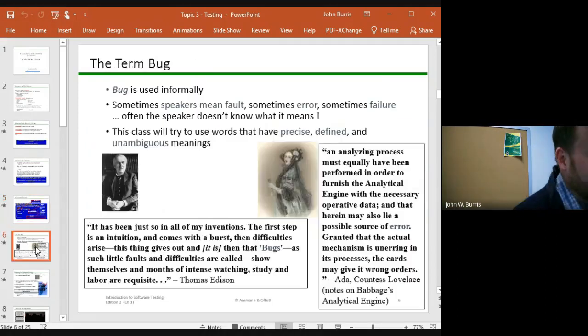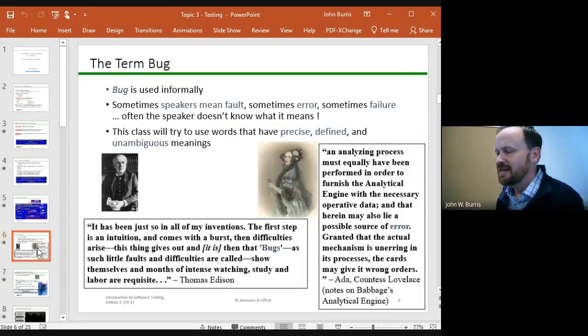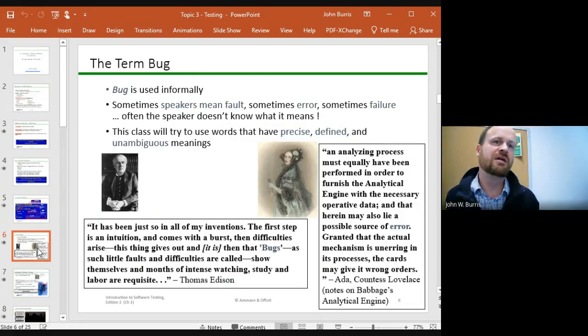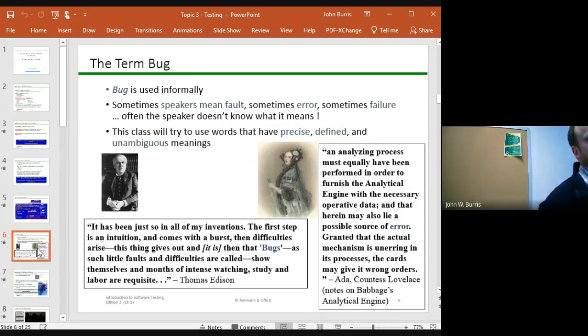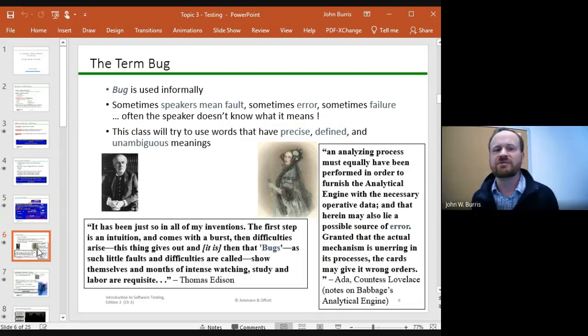So, bug is an informal term for this. And to be honest, I'll actually use bug a lot because it says, okay, a fault, error, failure, it's there. The slides say this. I don't try to specify. We all know what it means for bug. It means something's wrong.